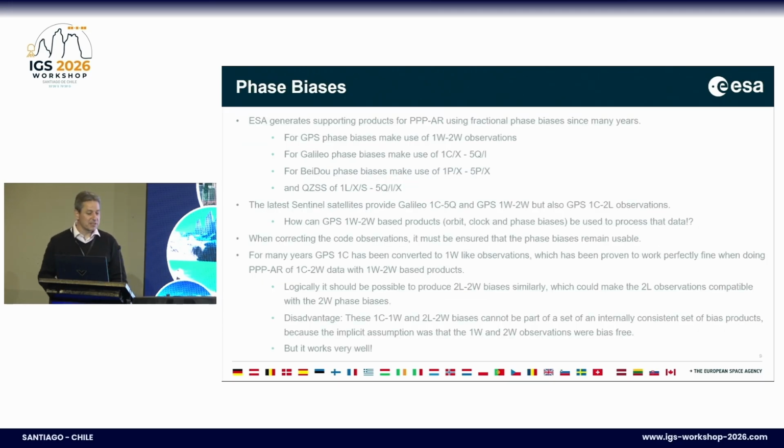Coming to the last part of the presentation, the phase biases. We have generated phase biases for many years, for GPS, Galileo, BeiDou, and QZSS. But also here we have to make sure that the phase biases work with the frequencies we have on the satellites, for example. We have done this in the past also for C1, where we just corrected the observations to fit with the observations used for the phase bias, and we can do the same also for C2.